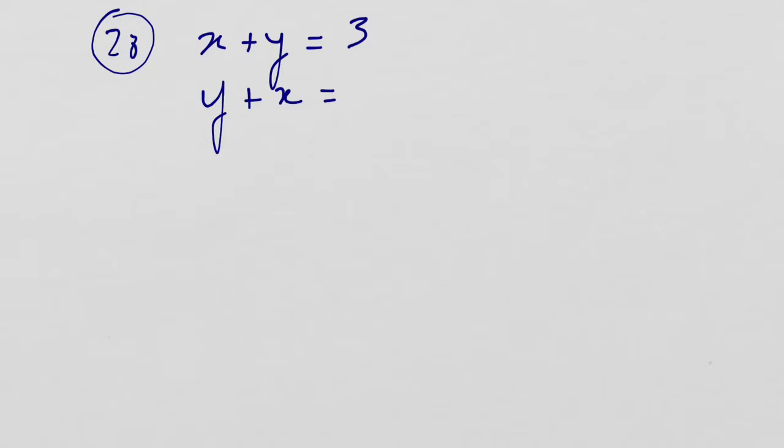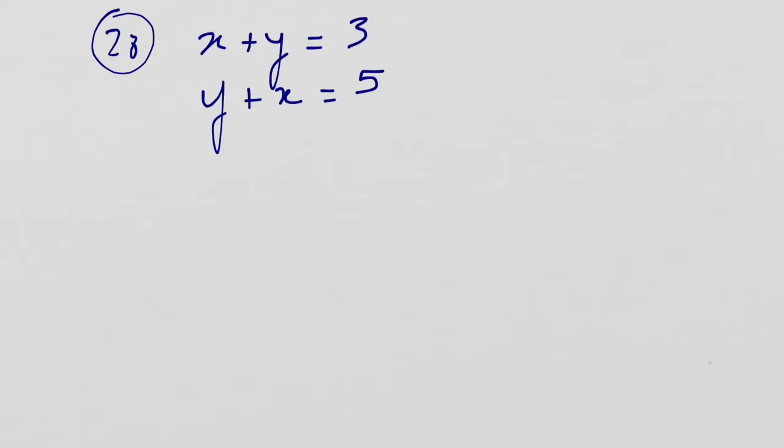Now, I can try to do the same thing for another one, and let's try problem number 28. On problem number 28, what do I have? I have x plus y equals 3, and then y plus x equals 5. Well, if I don't see that right away, I'm going to end up with no solution, and so we're saying that it's an inconsistent system.